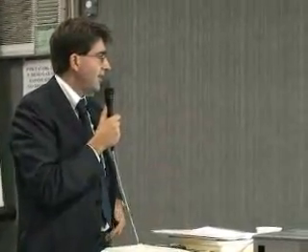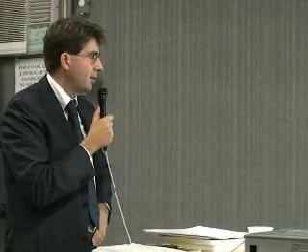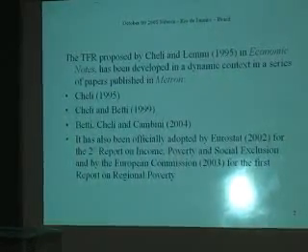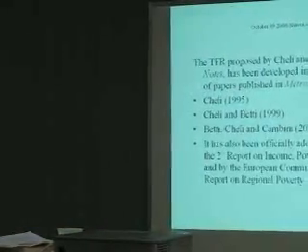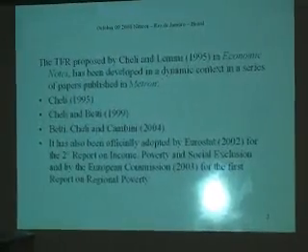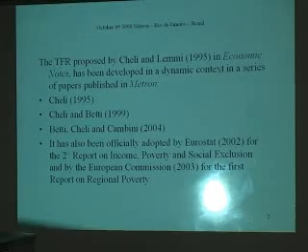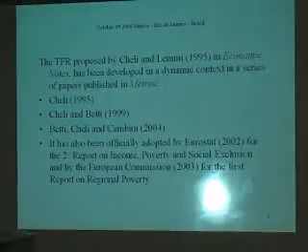But moreover, this method has been officially adopted in two European projects. The first was in the second report on income poverty and social exclusion. I have here the report officially published by Eurostat. And the second was the report on regional poverty published by the European Commission in 2003. Here again we have the report. Both of them could be downloaded from the website of Eurostat, the European Statistical Office, and from the European Commission website.